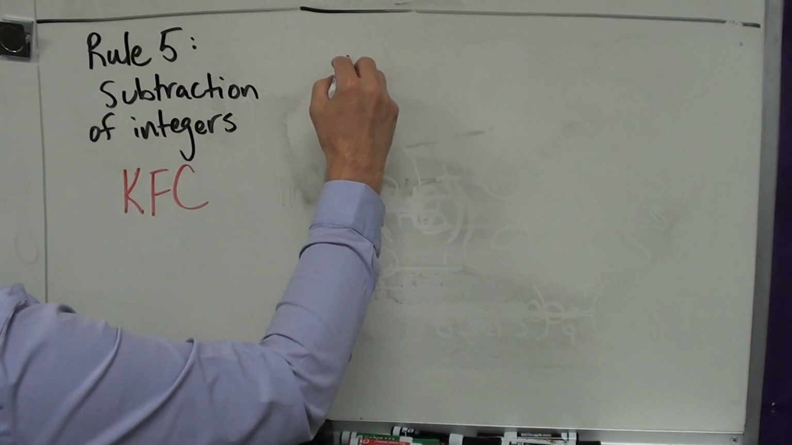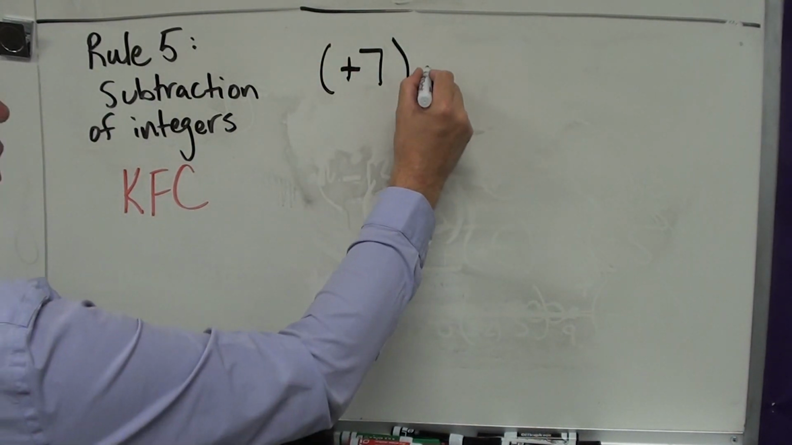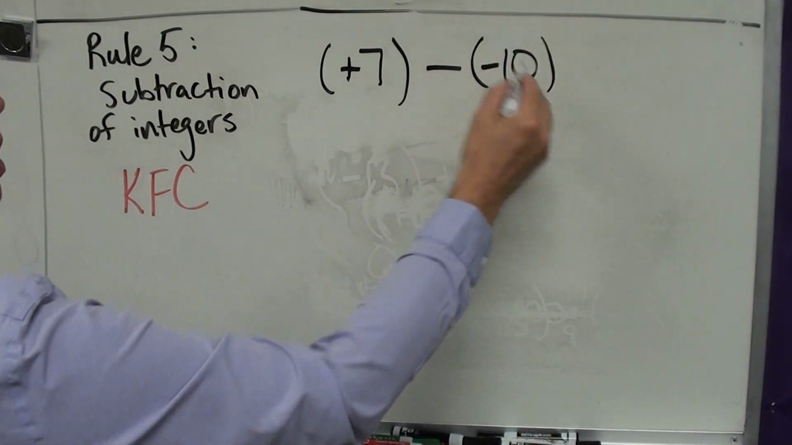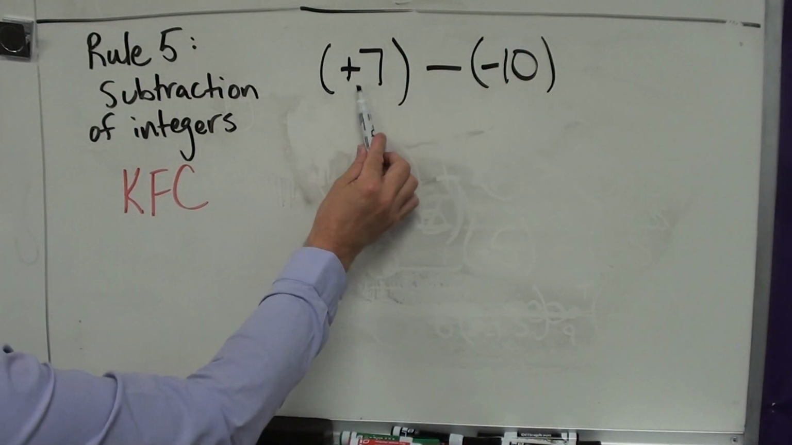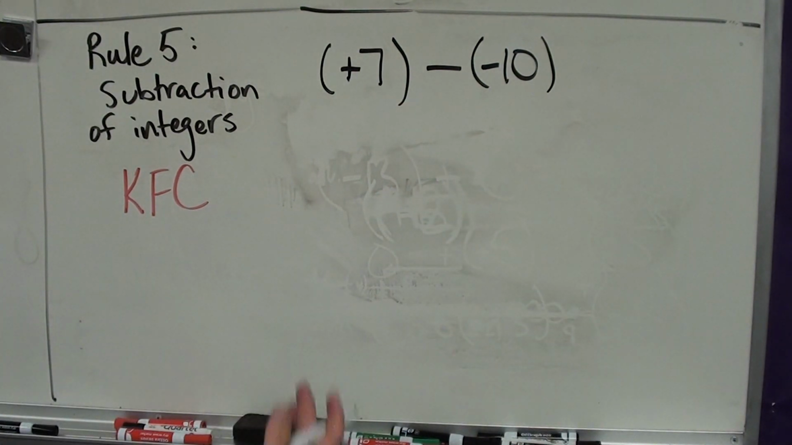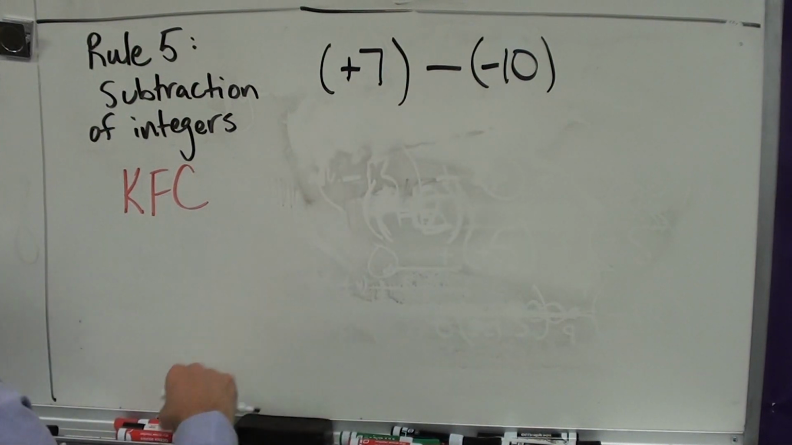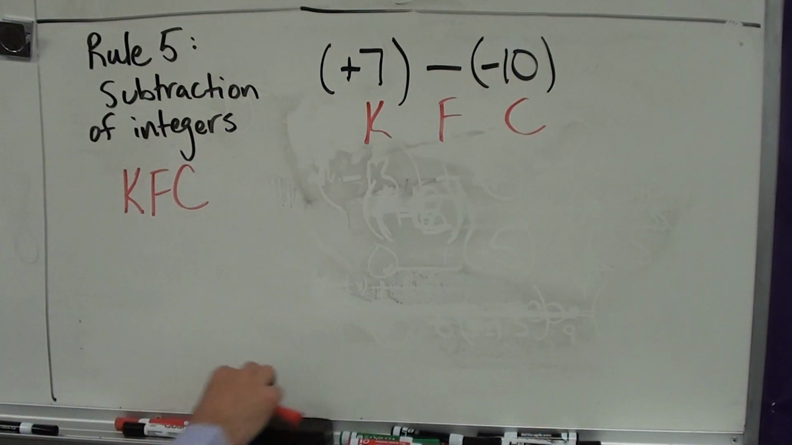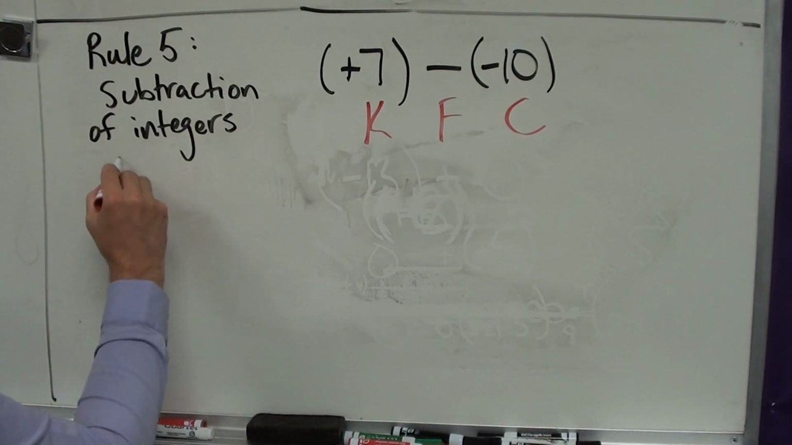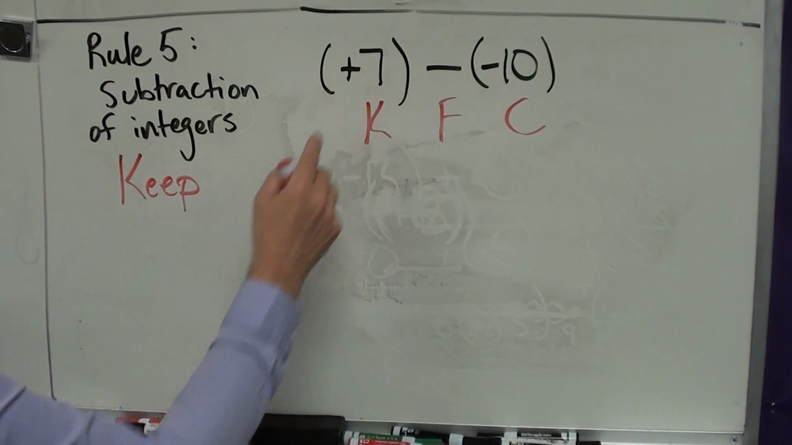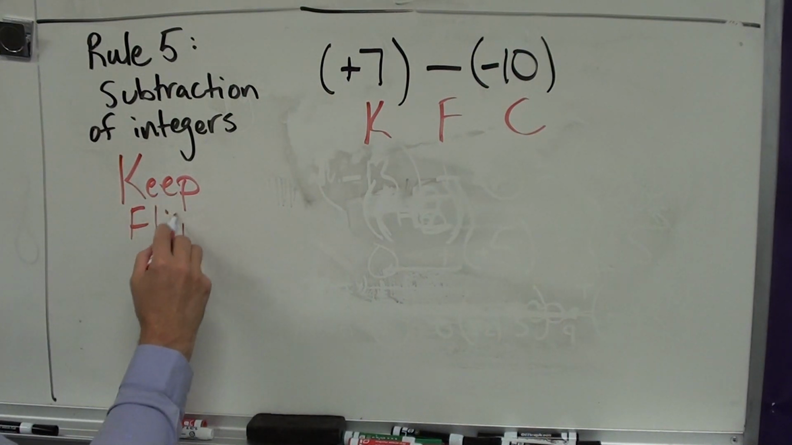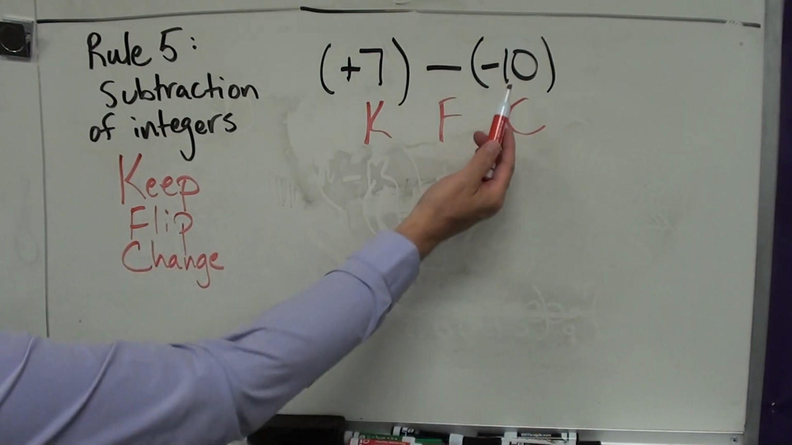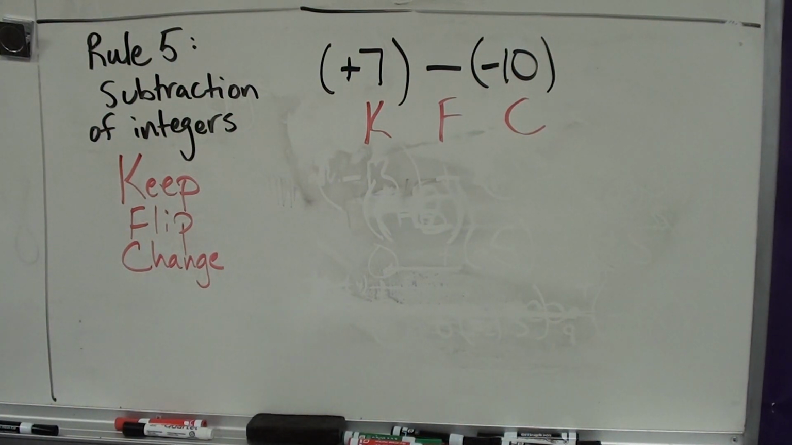For example, if I have 7 positive and I am subtracting negative 10, some people find that a little daunting. So what we're going to do is employ our strategy of KFC. And in KFC, what that stands for is keep the first term. We're going to flip the operation to its inverse, and we are going to change the second term to its opposite.